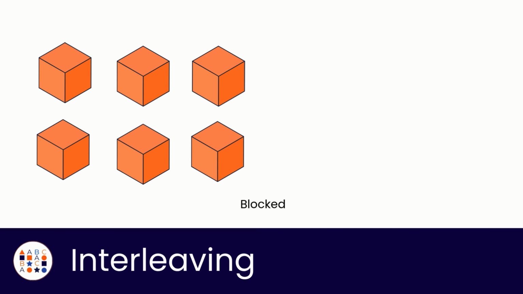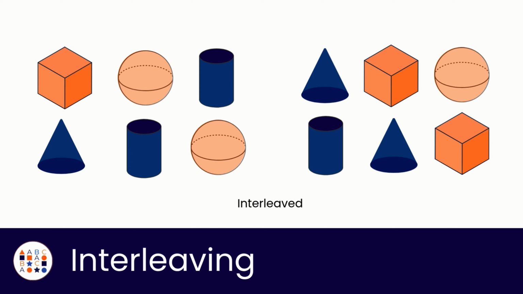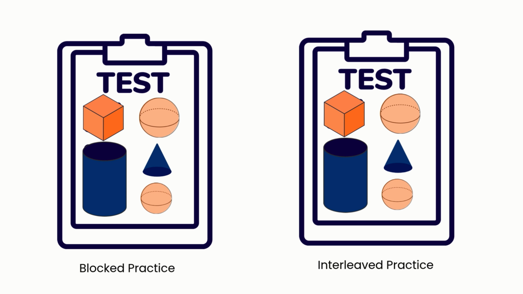The block group practiced all of the problems of one type before moving to next. The interleaved group solved the exact same number of problems, but the shapes were randomly mixed. During practice, the block group performed better than the interleaved, about 89% to 60%. However, on a test 1 week later, the interleaved group obliterated the block group with 63% accuracy versus 20%.